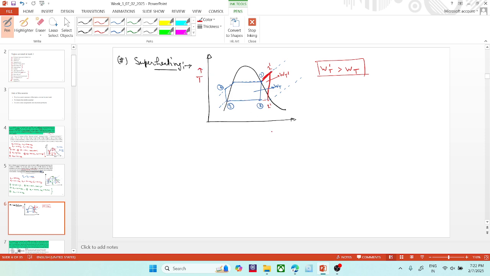Okay, so this is the benefit of the superheated Rankine cycle. Also, we have learned the next topic. We have seen the regenerative cycle.